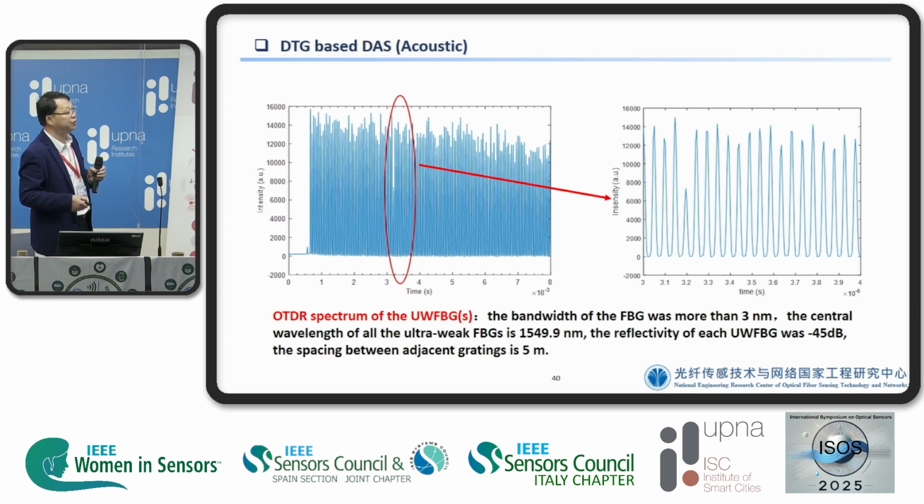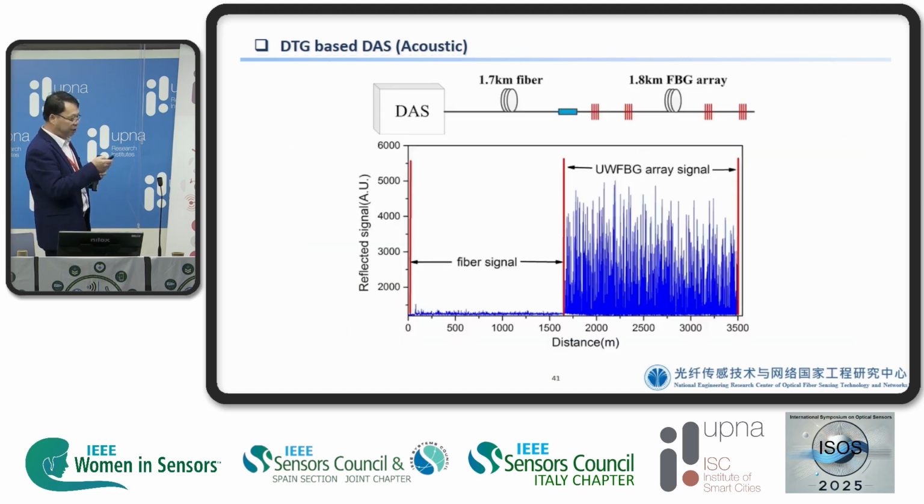Here is the OTDR measurement of the FBG arrays, with the FBG spacing of 5 millimeters, and each FBG reflectivity is minus 45 dB, and you can see the spectrum here. And also we compared with the traditional fiber. There's a single mode fiber. For example, we use a DAS system, and this is the 1.7 kilometer traditional single mode fiber, and then later on we spliced with our 1.8 kilometer FBG arrays.